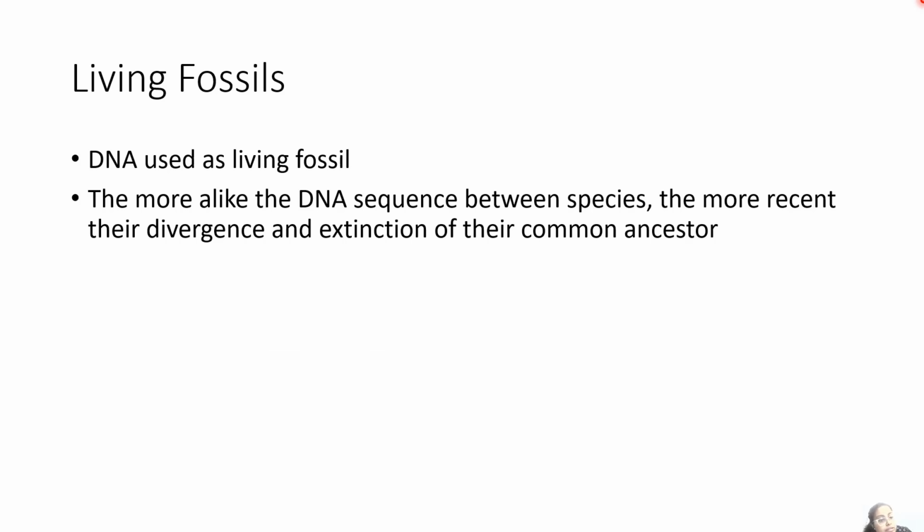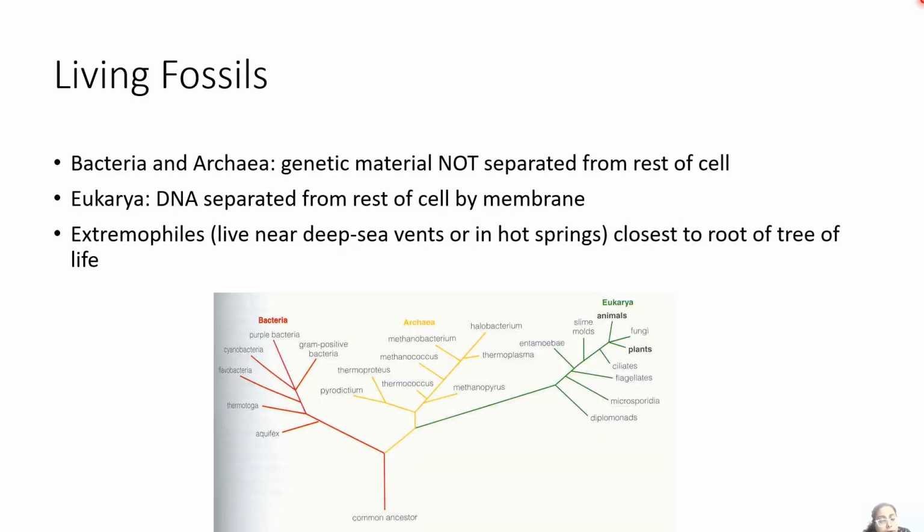So what are living fossils? DNA can be used as a living fossil. The more alike the DNA sequences between species, the more recent the divergence from their common ancestors. For example, in bacteria and archaea, genetic material is not separated from the rest of the cell. In Eukarya, DNA is separated from the rest of the cell by a membrane. Extremophiles that live near deep sea vents or in hot springs are closest to the root of the tree of life.